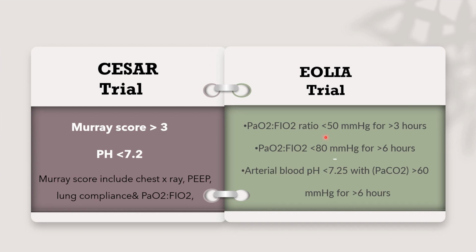Then when we go for ECMO, based on the CESAR trial, the Murray score is more than 3; the Murray score uses chest X-ray, PEEP, lung compliance, PO2 to FiO2 ratio, or pH less than 7.2. The most common criteria used these days is the EOLIA trial, which uses PO2 to FiO2 ratio less than 50 mmHg for more than 3 hours, or PO2 to FiO2 ratio less than 80 mmHg for more than 6 hours, arterial blood pH less than 7.25, and PCO2 more than 60 for more than 6 hours.